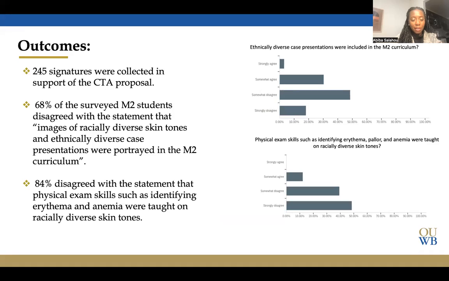So for our outcomes, we collected a total of 245 signatures in support of the CTA and our 8 core action items. Almost 70% of the OUWB M2 medical students reported that they did not think that images of racially diverse skin tones and ethnically diverse case presentations were portrayed within their curriculum. Over 80% of the students did not feel that physical exam skills were taught on racially diverse skin tones.